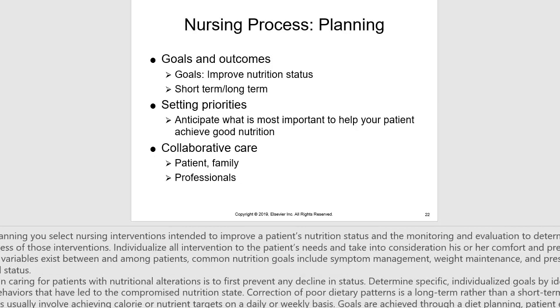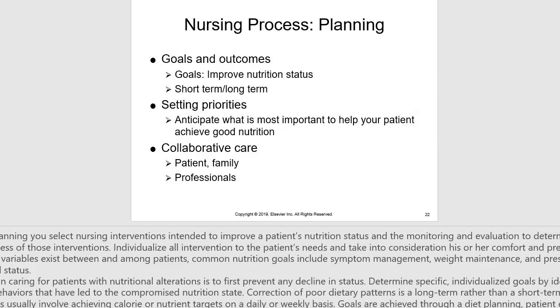When we're planning for our patients, we want to improve their nutrition status from whatever it is, including the monitoring and evaluation to determine the effectiveness of our nursing interventions. Obviously, we want to individualize and create patient-centered interventions, and the goal of caring for patients with nutritional alterations is to first prevent any decline in status. So I'm going to say that again because it's very important. The goal in caring for patients with nutritional alteration is to first prevent any decline in status.